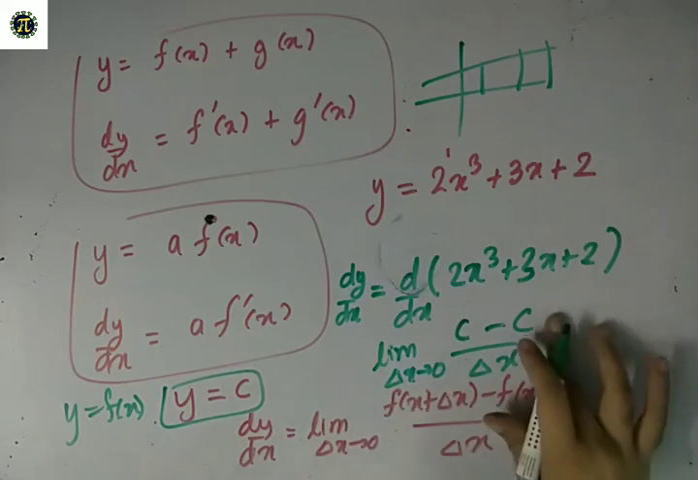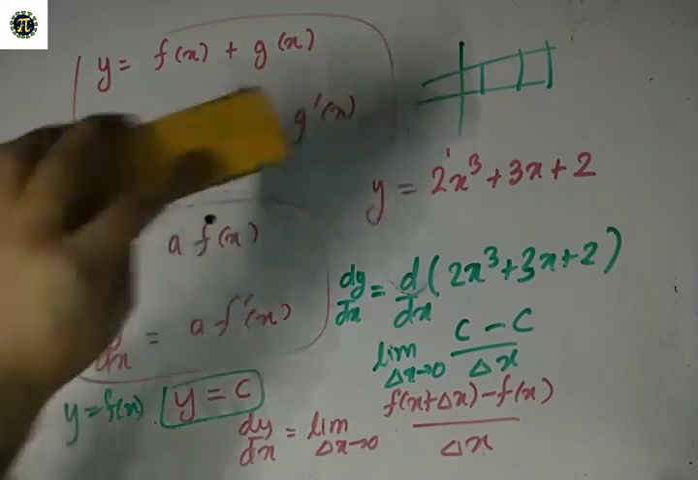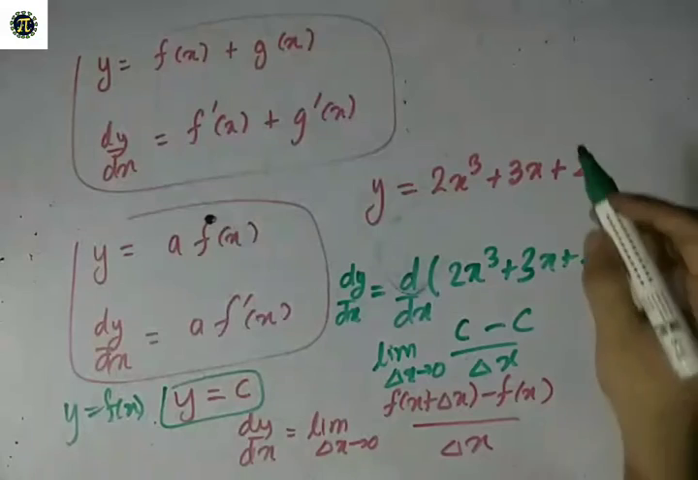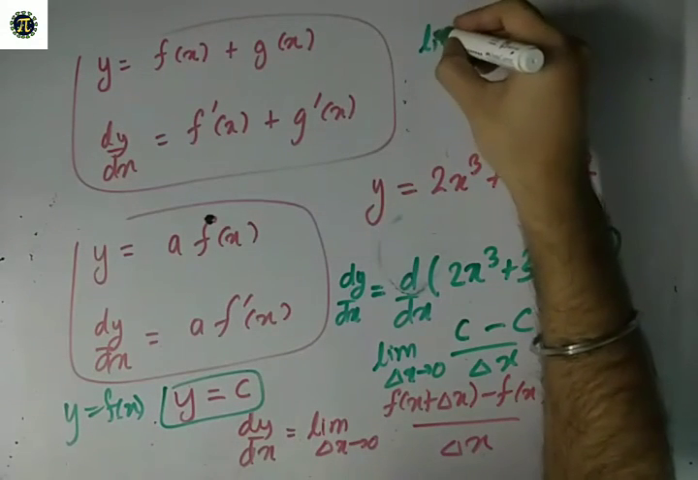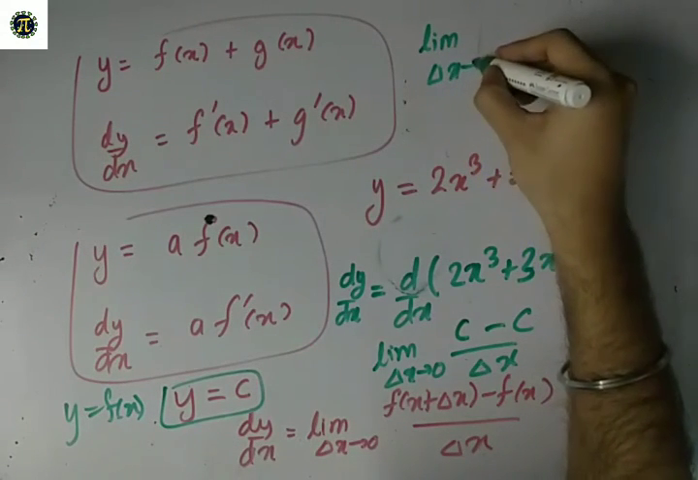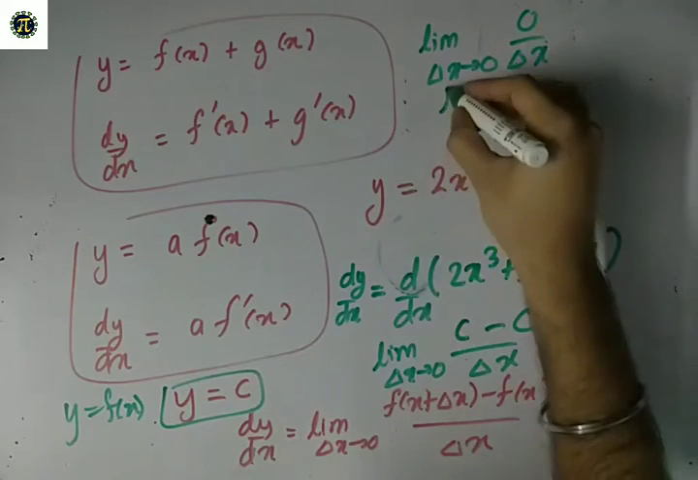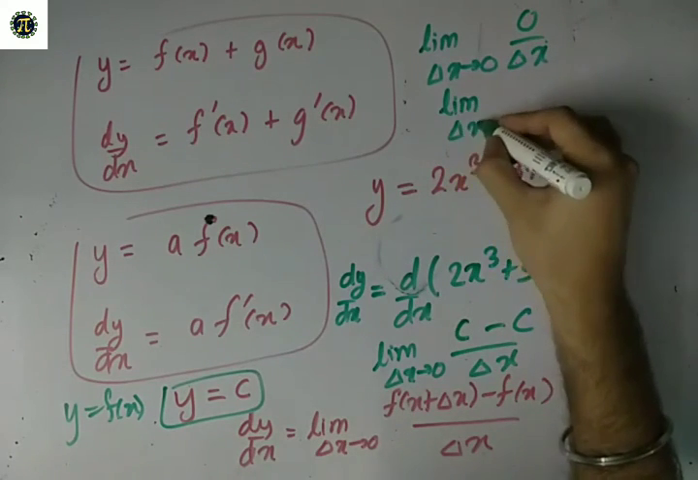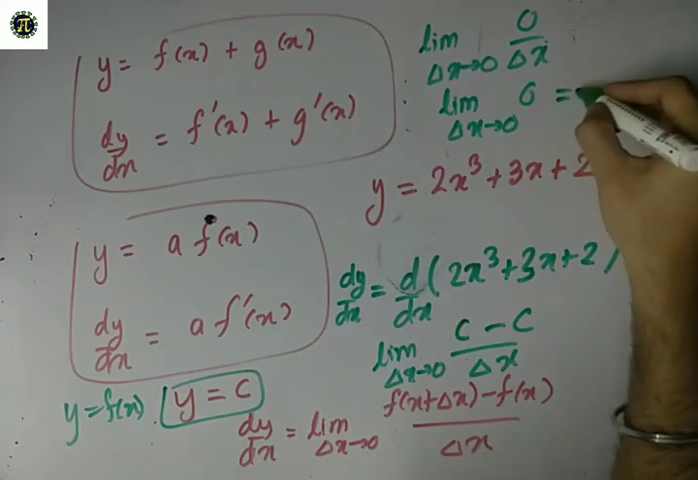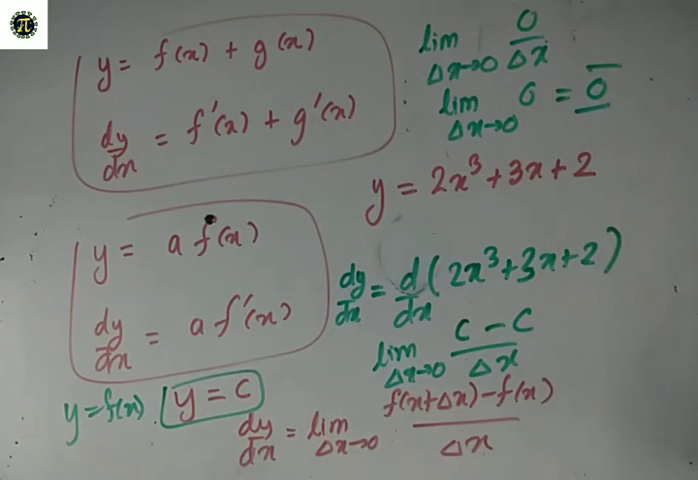We have 0 by delta x, so we have not applied the limit yet, so you have to take care. So we have the limit as delta x tends to 0 of 0 by delta x, so the answer becomes 0, right? Okay, so for a constant function dy by dx is 0, so please add this to your list. For a constant function, the differentiation is 0.